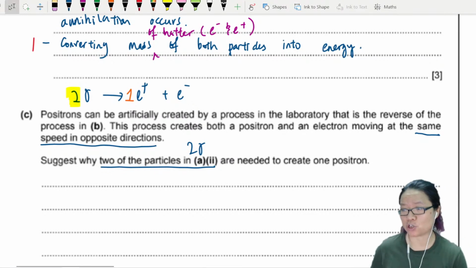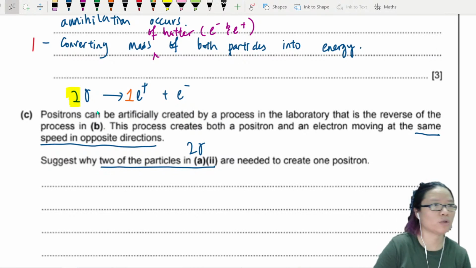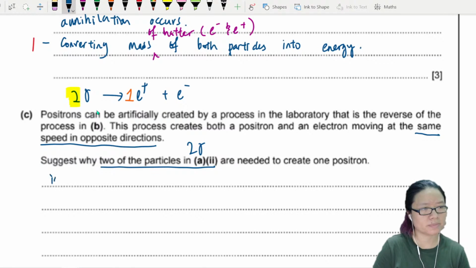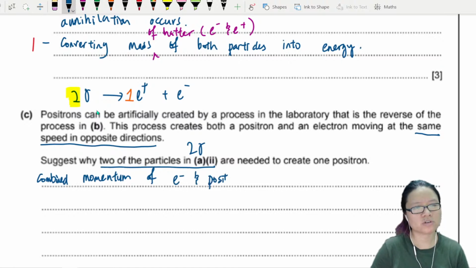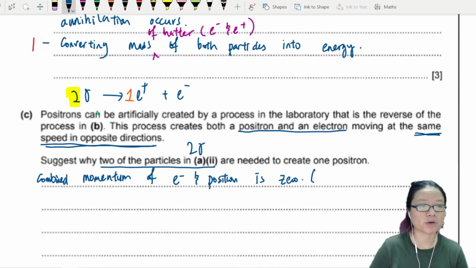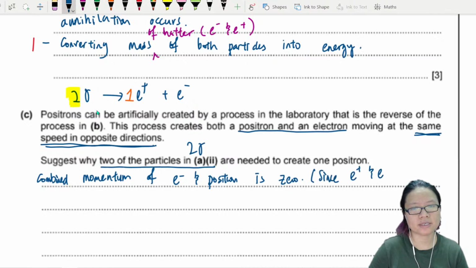So this is where we talk about the conservation of momentum. Okay. So I talk about the initial momentum first. So the initial momentum, or rather I can say maybe the combined momentum, combined momentum of the electrons and positron is 0. How do I know? Because both positron and electron are moving at the same speed in opposite direction. You don't have to explain, I'll explain it in the bracket. Since E plus and E minus are moving at same speed in opposite direction.